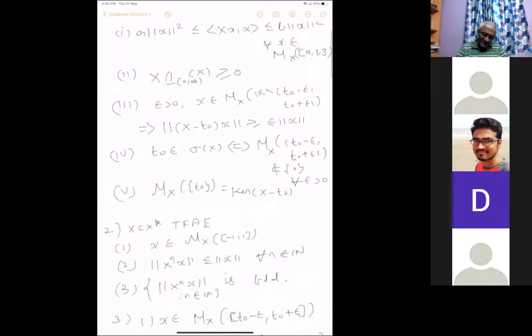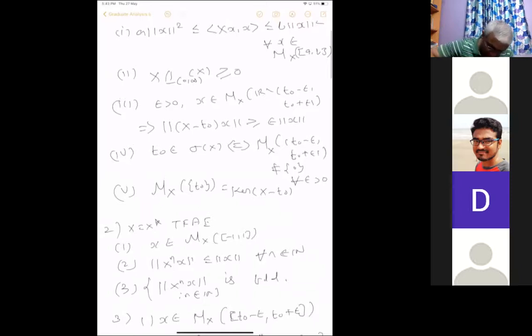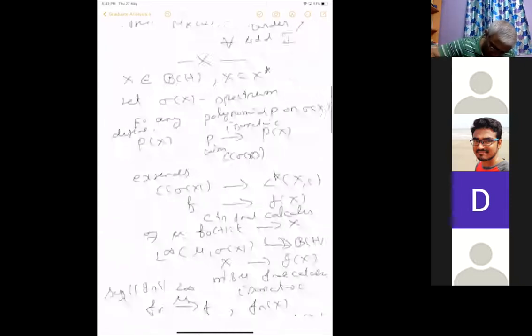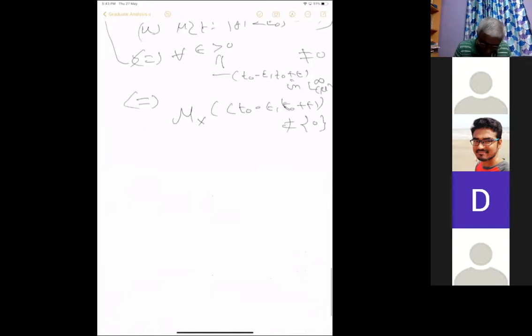So finally, in this proposition, the final statement is Mx of t0 equal to kernel of t0, for all t0. So this is the criterion. Whatever the fourth one is, a criterion for t0 in sigma of x. T0 is in sigma of x if and only if for all epsilon, this is not equal to 0. This is an equivalent condition. That's what we have done. All these statements are equivalent.